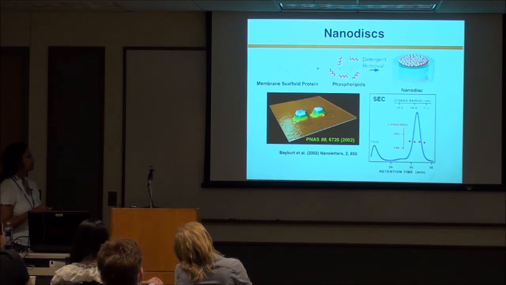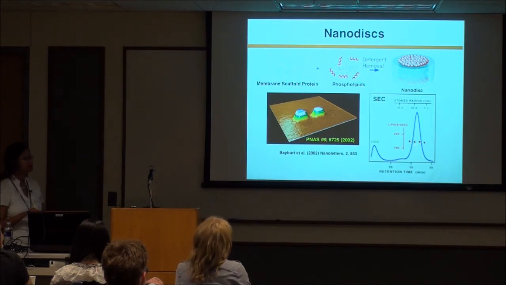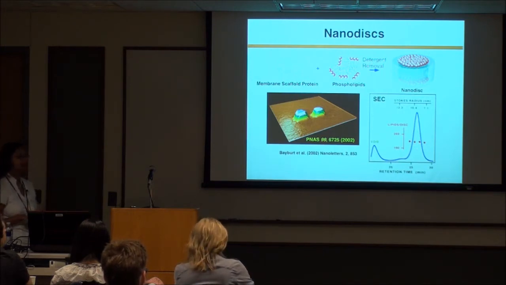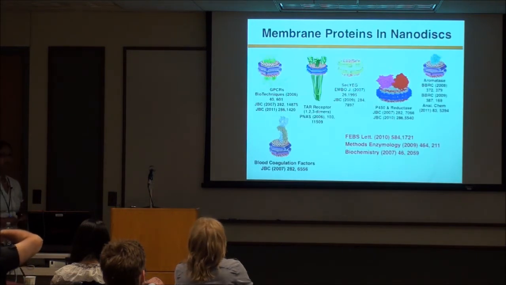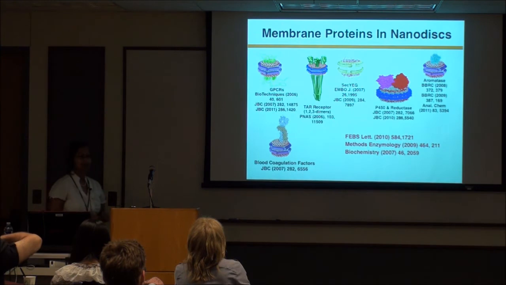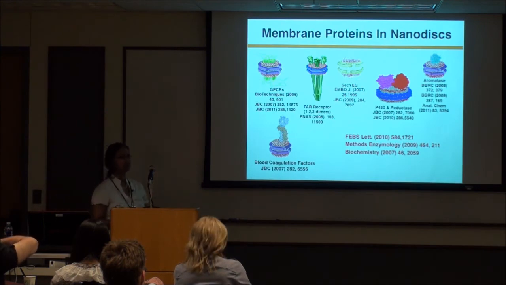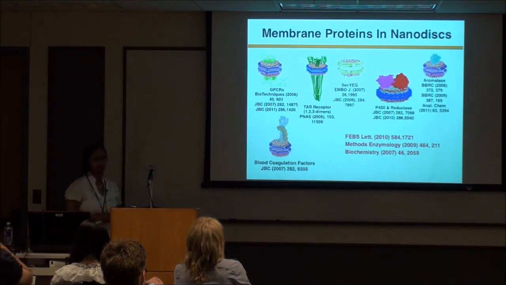These are quite uniform. This is the AFM image, and this is a size exclusion chromatography, and you count the number of lipids in the nanodisc, and it's quite uniform across the whole peak. There have been a lot of different membrane proteins which have been put into nanodiscs, quite successfully. And you can learn a lot about these proteins by putting them into nanodiscs.